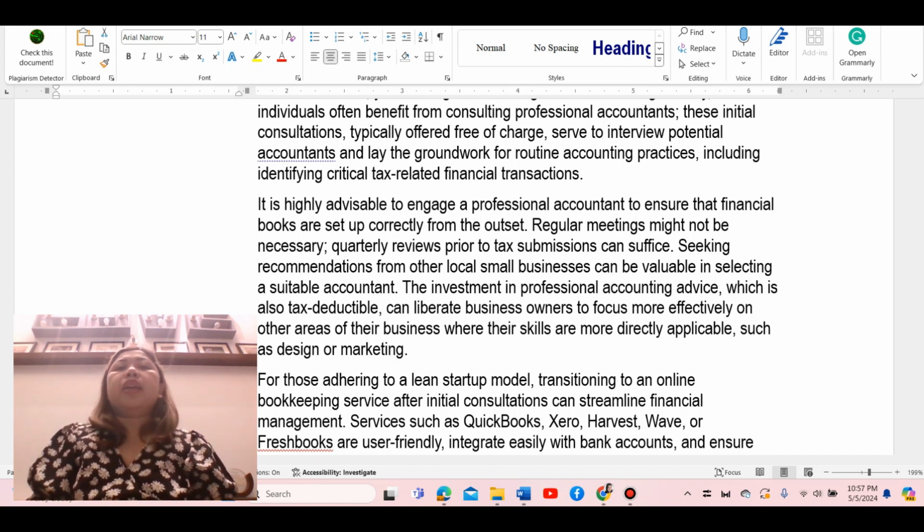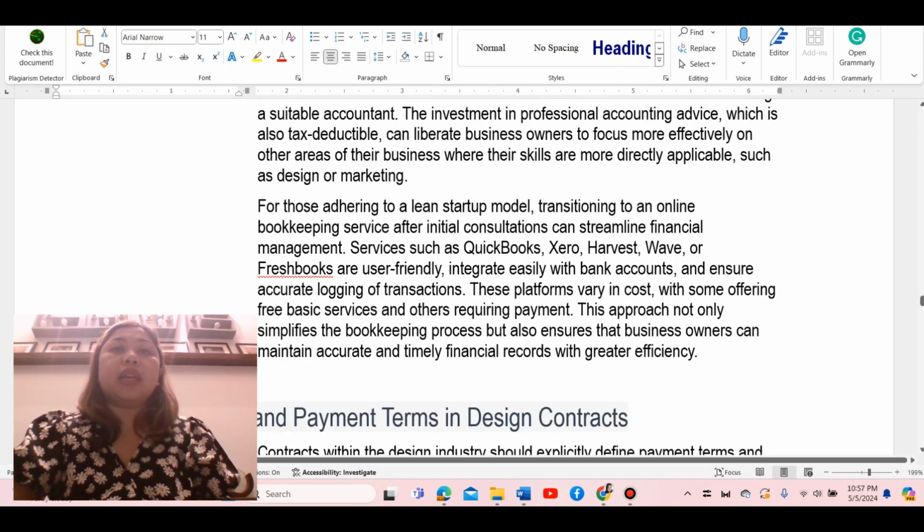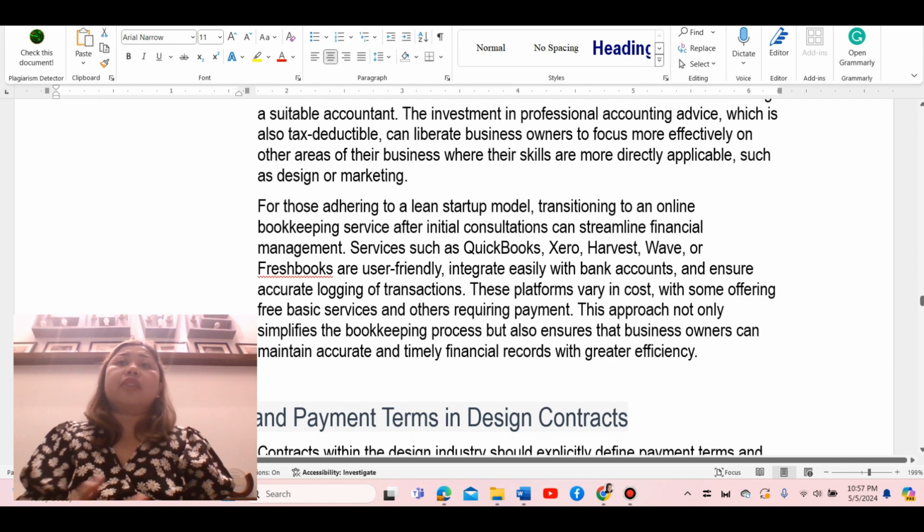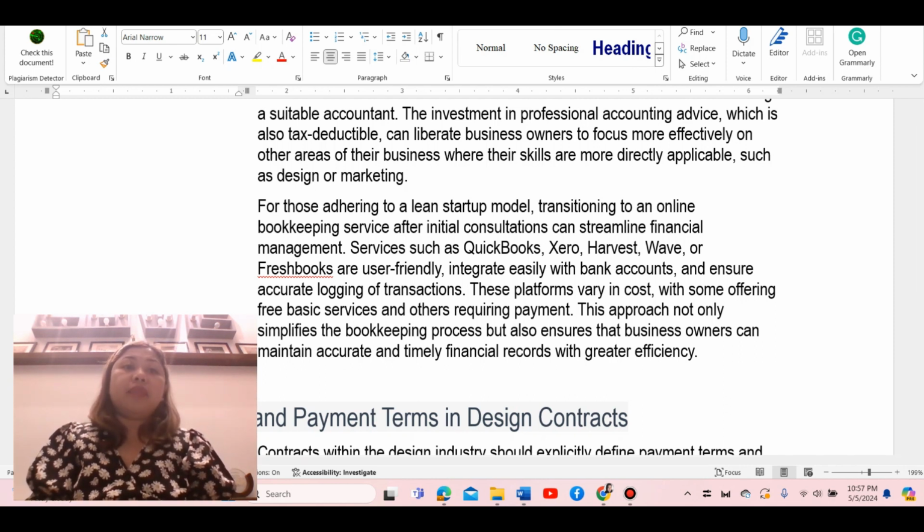and can liberate business owners to focus more effectively on other areas of their business where their skills are more directly applicable, such as design and marketing.